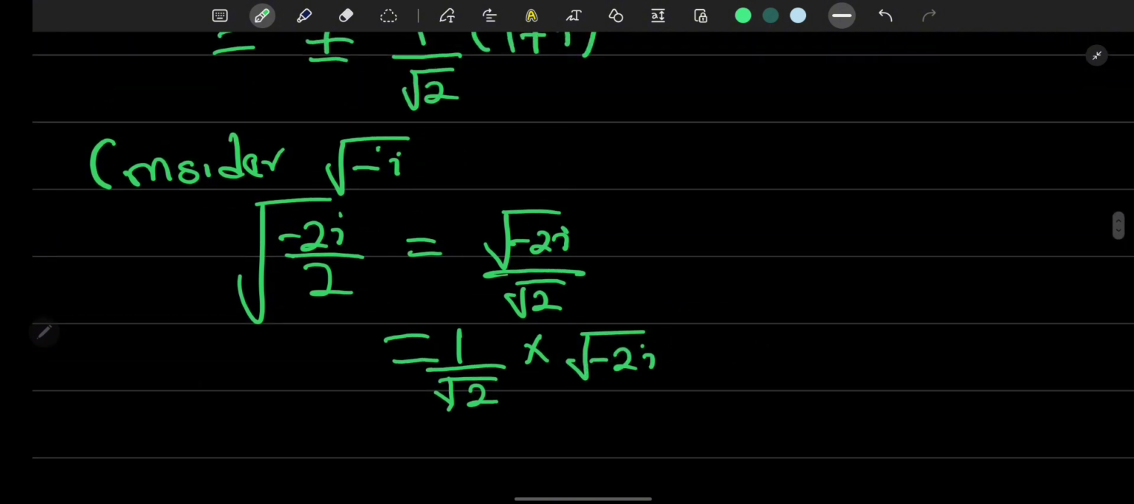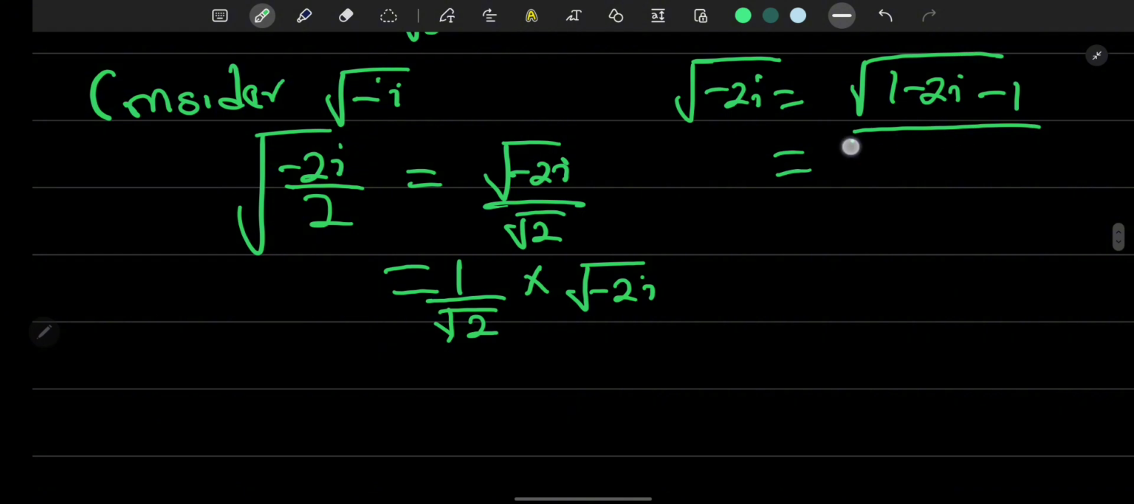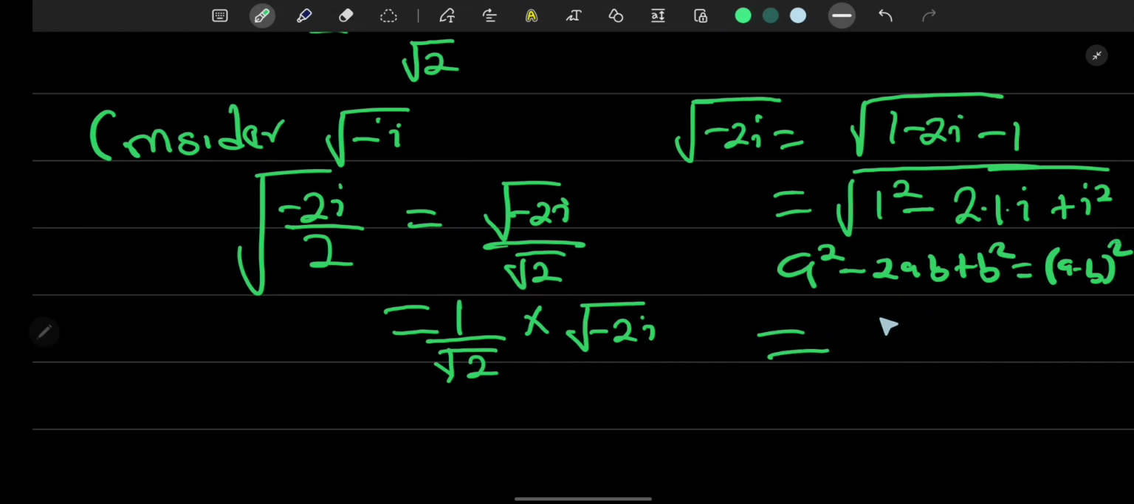I'm going to do the same thing for minus 2i here. The square root of minus 2i can also be written as 1 minus 2i plus 1 minus 1, such that 1 minus 1 is 0. The 1 you have there can be written as 1 squared, 2i can be written as 2 times 1 times i, and minus 1 can be written as plus i squared. When you have something like a squared minus 2ab plus b squared, that can be written as (a minus b) squared, and that's what we're going to use for the expression above. So you have the square root of (1 minus i) all squared.